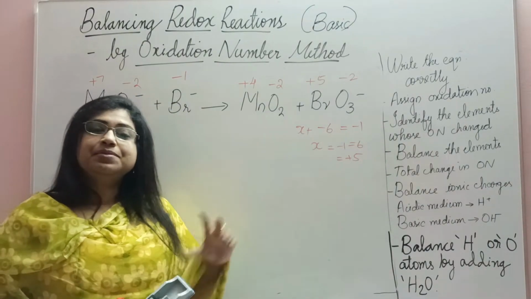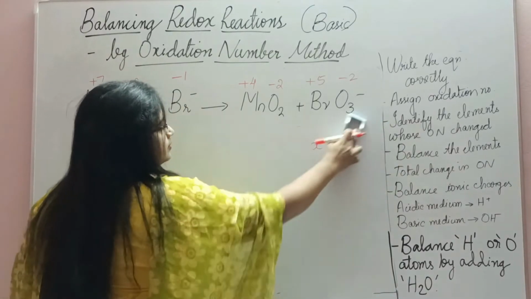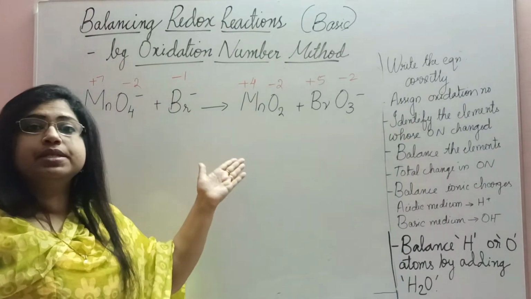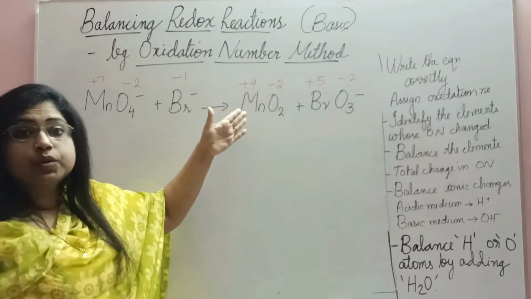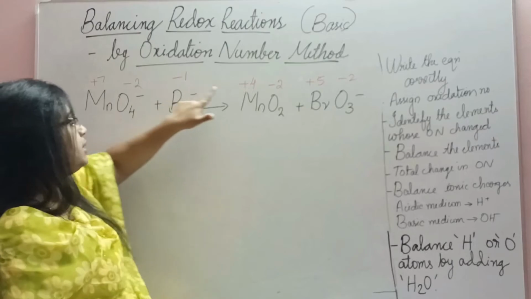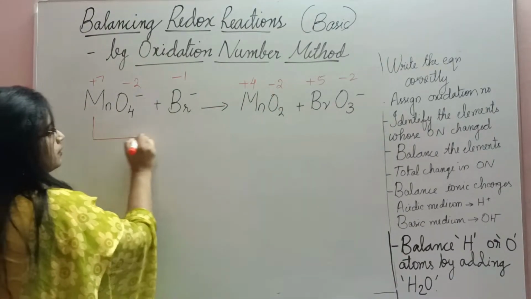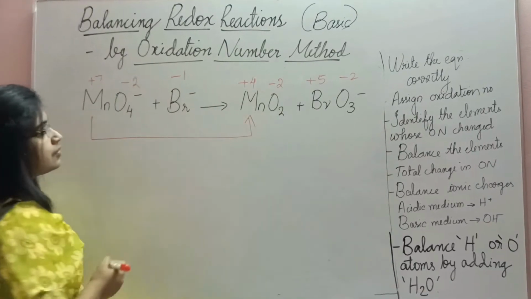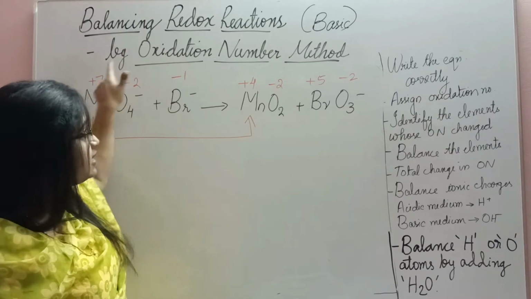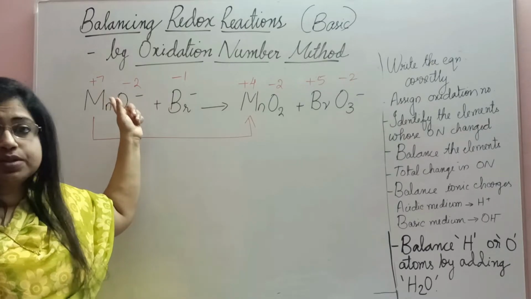Identify the atoms that undergo oxidation here. Have a look at it, children. Which are the elements that undergo change in their oxidation number? Oxygen, it is -2 everywhere. What about manganese? For manganese, the oxidation number decreases from +7 to +4. So this is reduced.